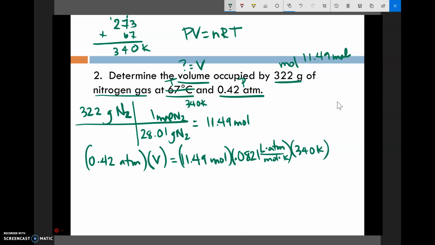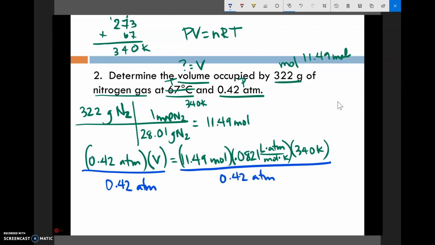Okay, so again, now it just comes down to math. Let's divide by the 0.42 atmospheres because we want the volume by itself. We're going to do that on both sides. Now our 0.42 atmospheres cancels on the left, and the magic of canceling our units on the right is going to happen, and that's all because of this ideal gas law. So our moles cancel, Kelvin cancel, atmospheres cancel, and look at that, we're left with liters, which is what we want because that is a unit of volume.